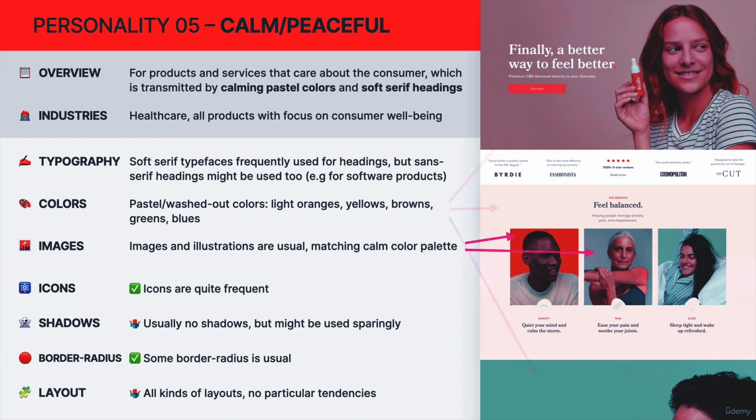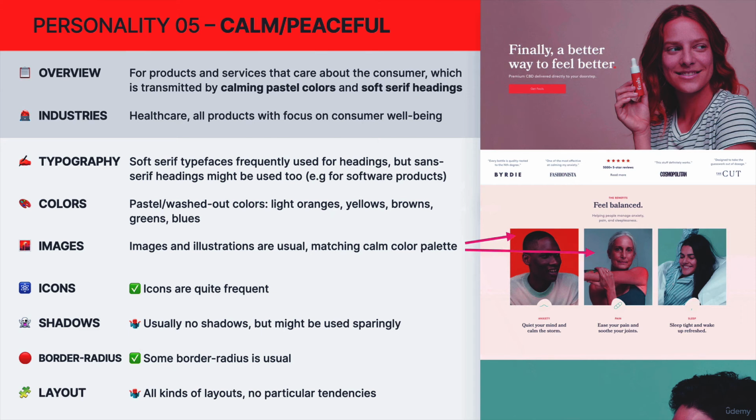Then the images very frequently feature a lot of people, and they also try to match the calmer color palettes that are employed. So, of course, it would be weird to all of a sudden have an image here which has very bright and flashy colors like we see in the bold personality. Now, this calm personality finally uses some icons and border radius a lot. So now we start seeing more rounded designs here at this point. Shadows, however, are not used a lot, but sometimes, of course, you will see them.